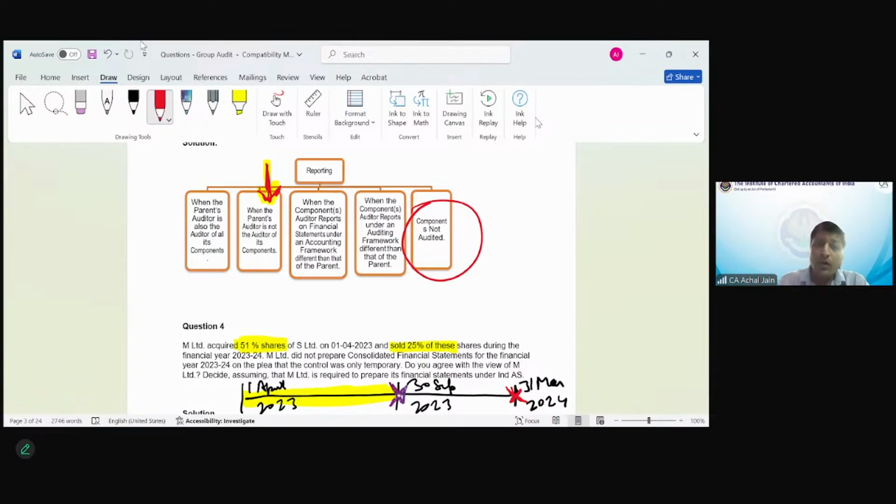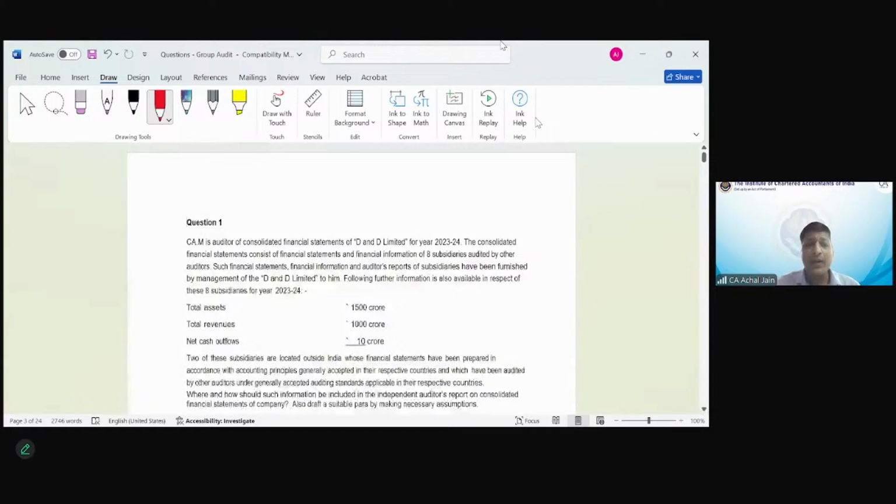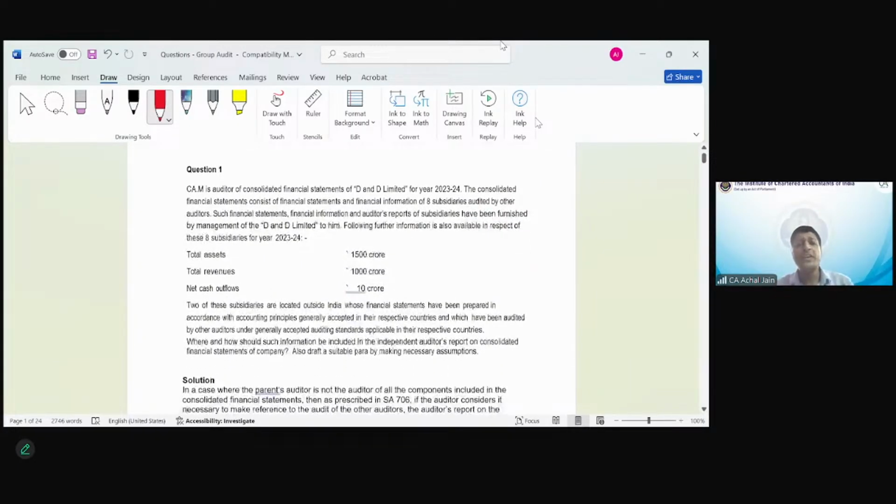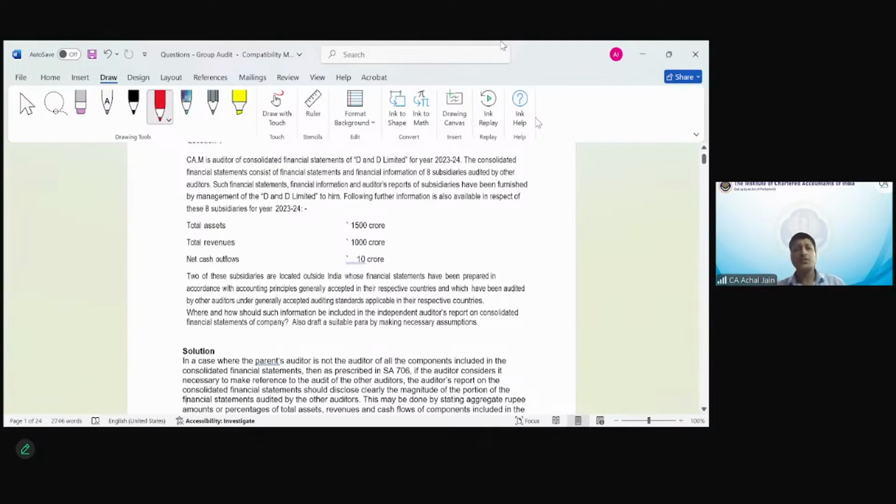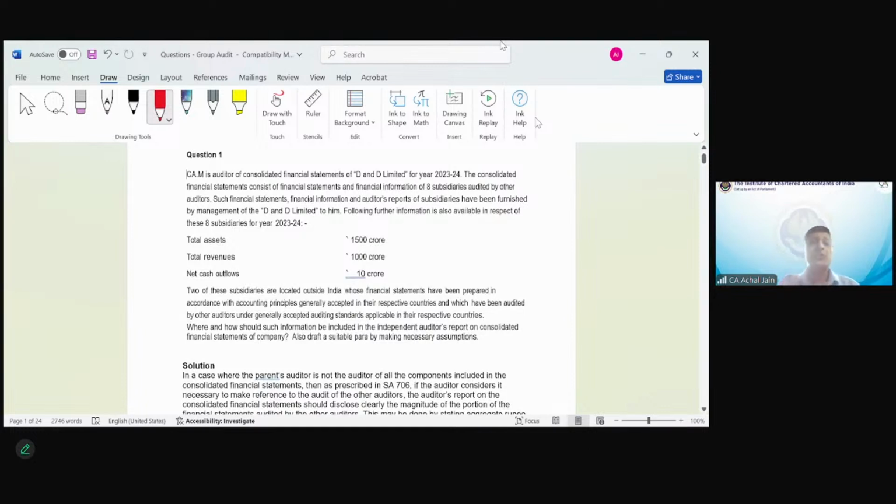Okay, now in relation to the same point that we just discussed, another thing may arise: how should this be drafted? If this is required to be mentioned, how do you really draft that? How do you really report it? So let's look at this question through which we'll look into that aspect as well.